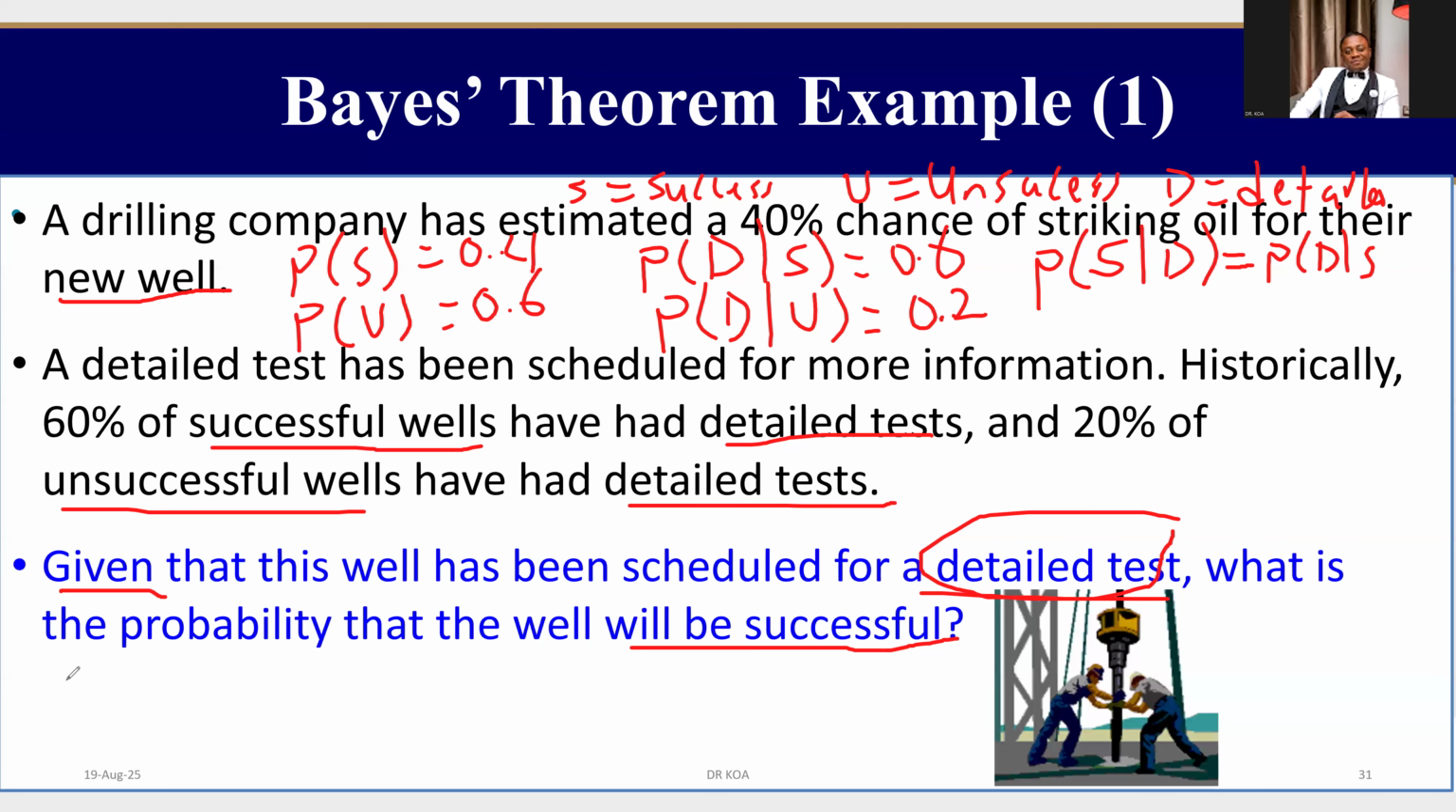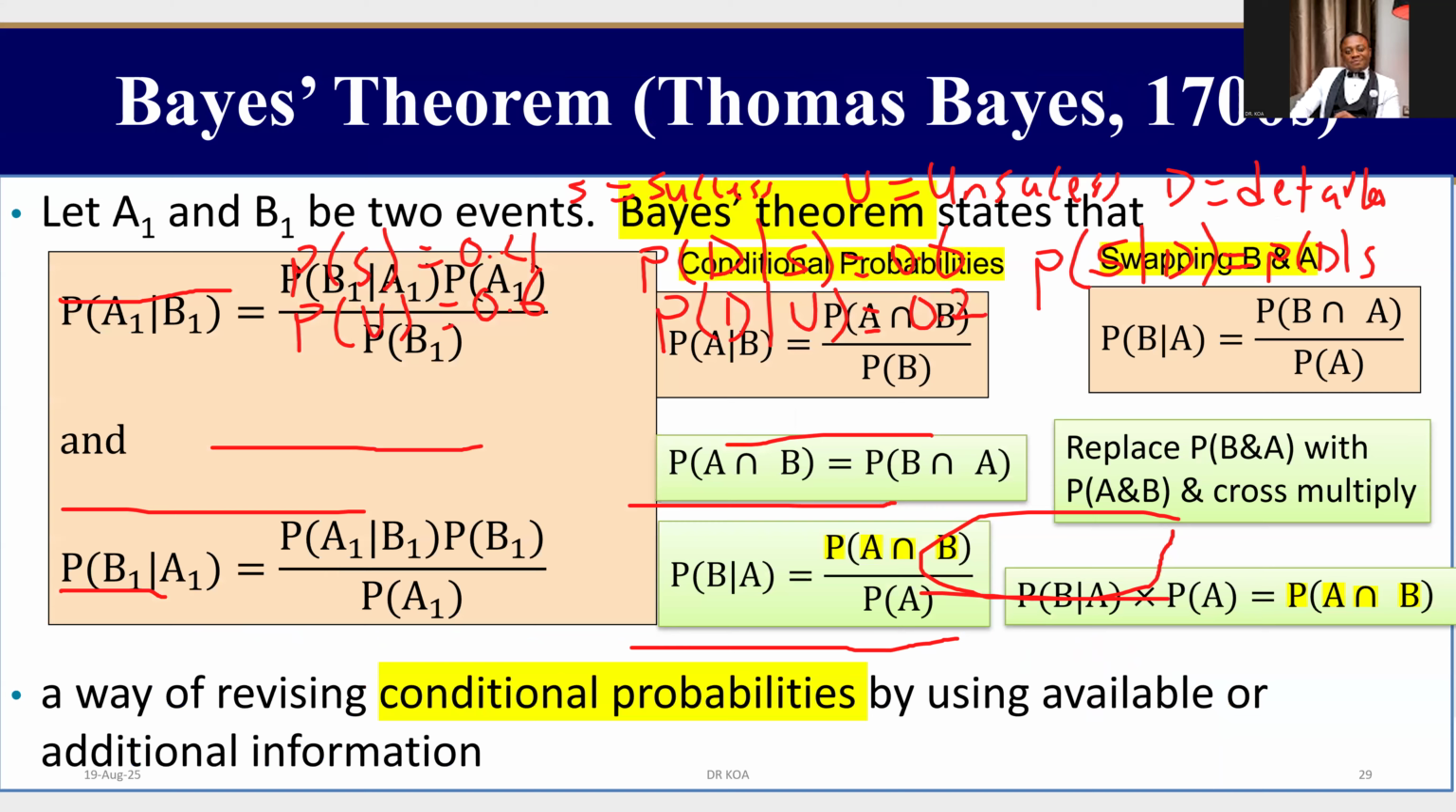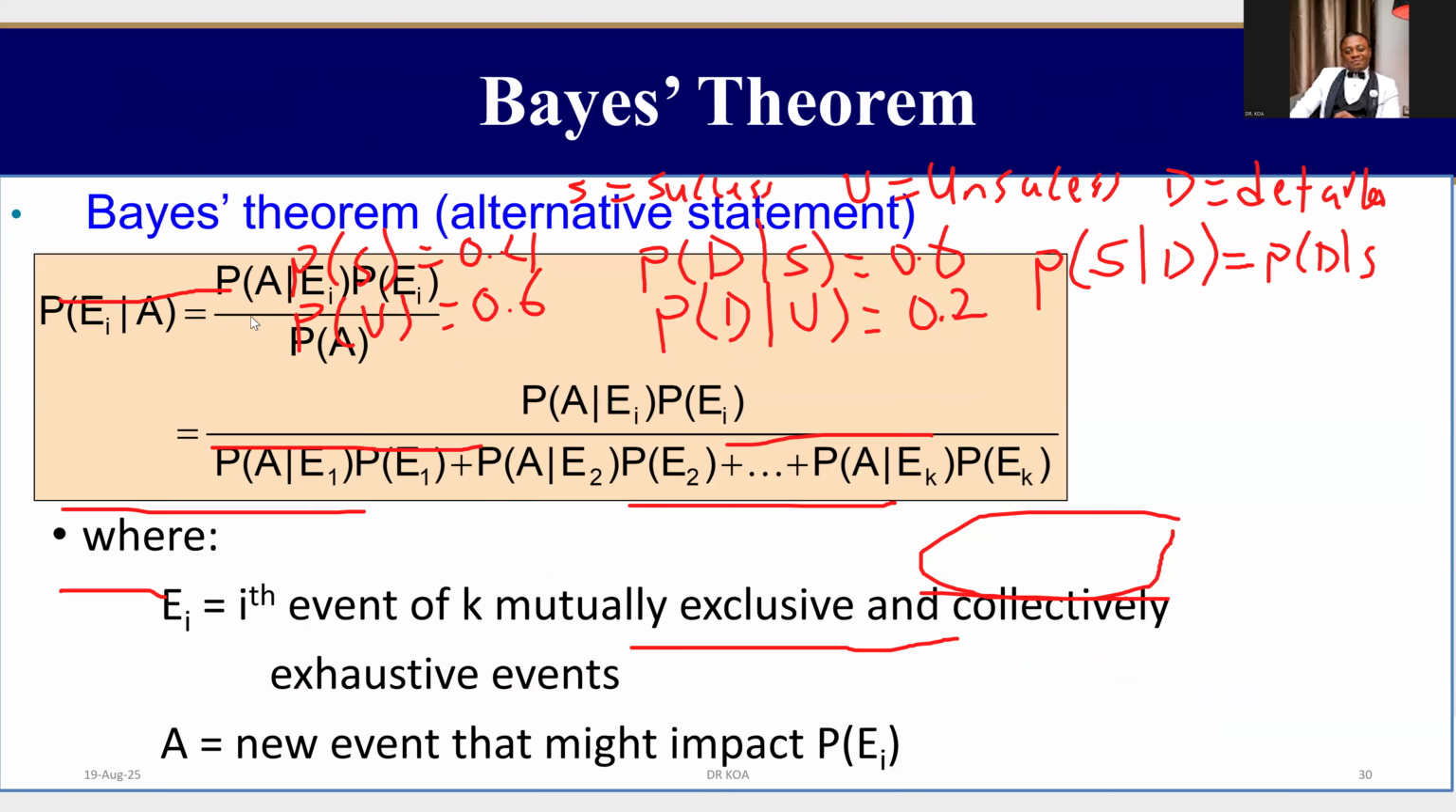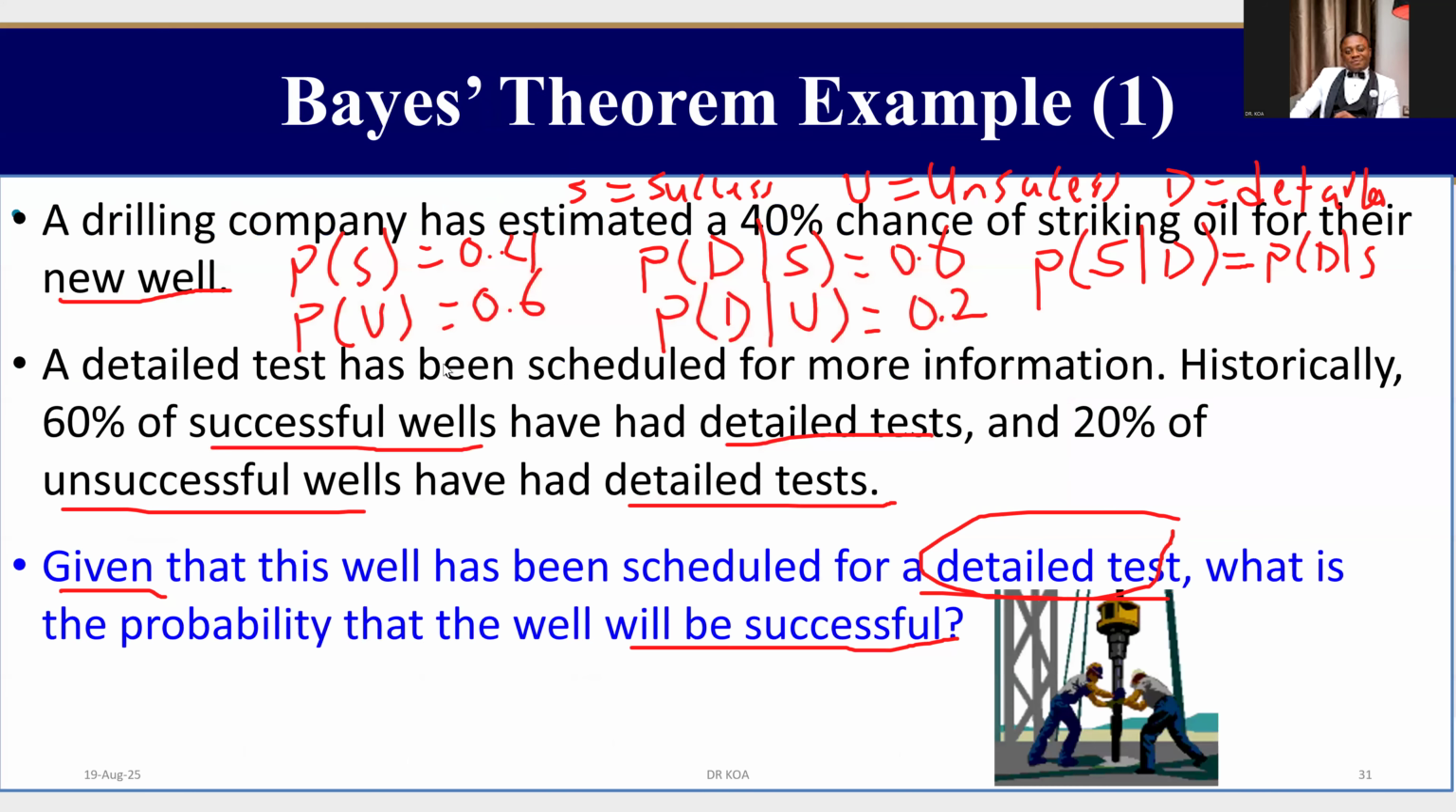Again, if you can go back to this rule, you can see that P of A given E multiplied by the probability of E. That's the same thing I'm using here. P of D given S, multiplied by the probability of S. That's the numerator.